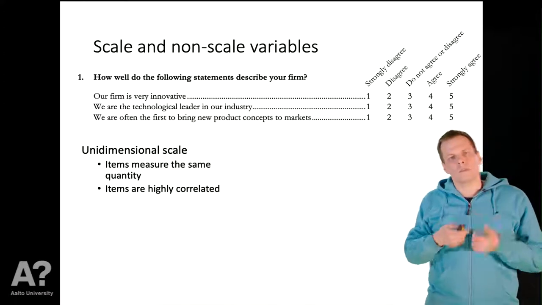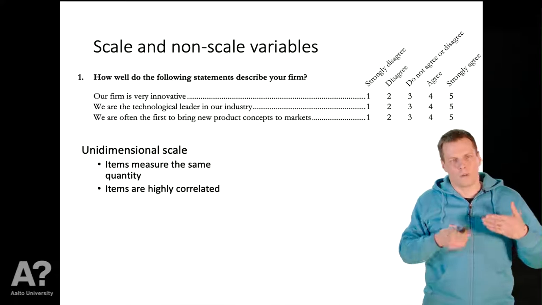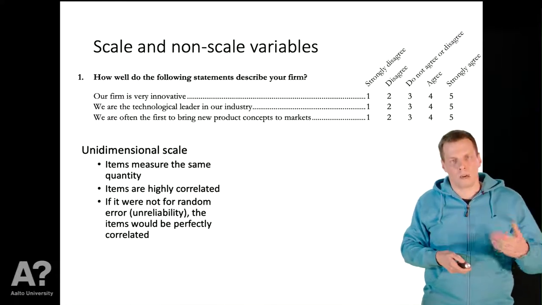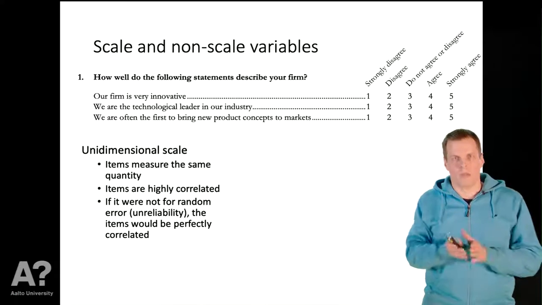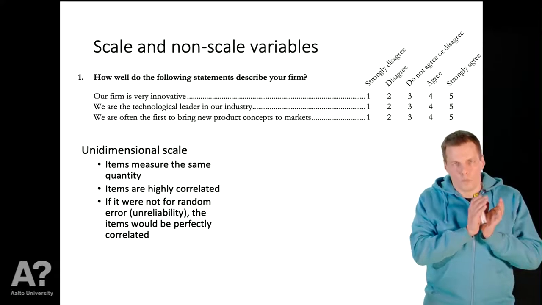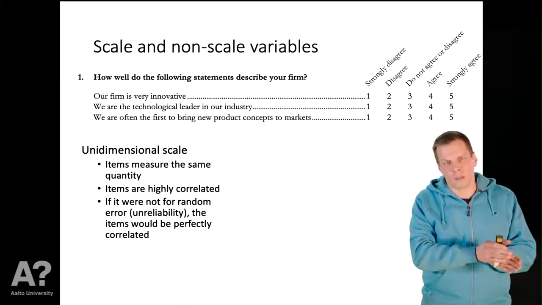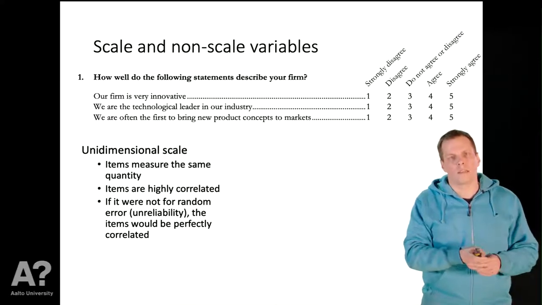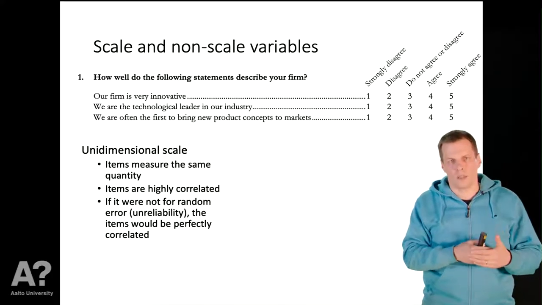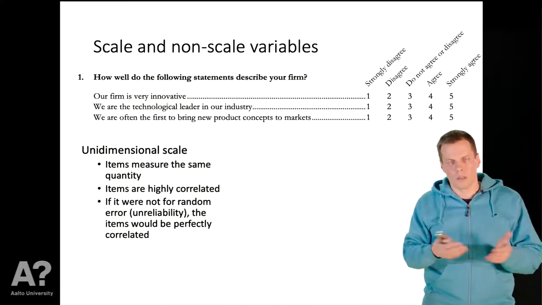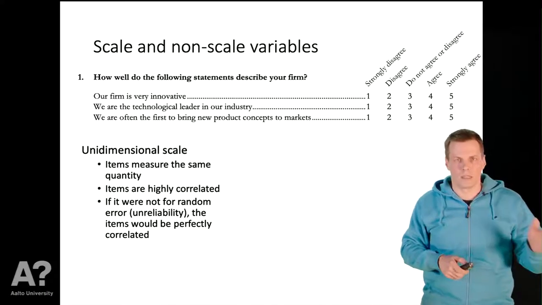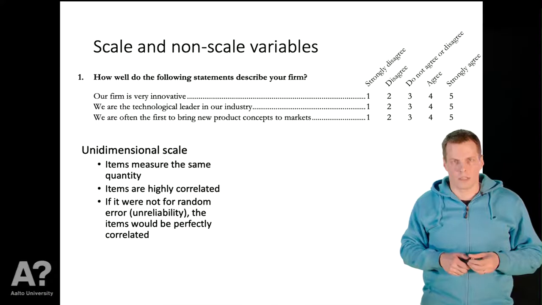There's also another assumption, or the implication of these assumptions. It's that if these items were perfectly reliable, then the normal way we model these items would lead to the items being perfectly correlated. In other words, two scale variables are assumed to be uncorrelated only because they're unreliable. This can be, of course, relaxed by using more advanced modeling techniques, but this is the common factor analysis assumption.